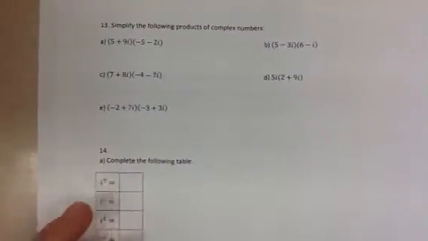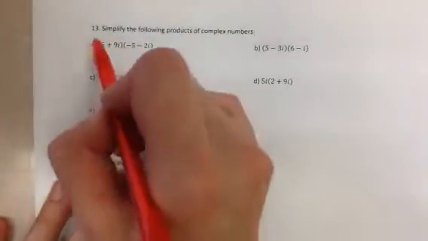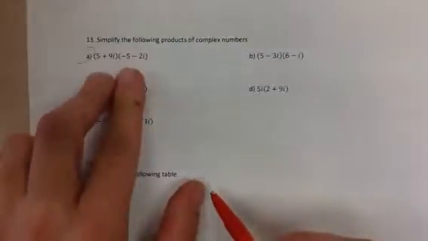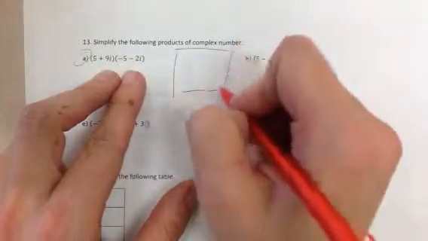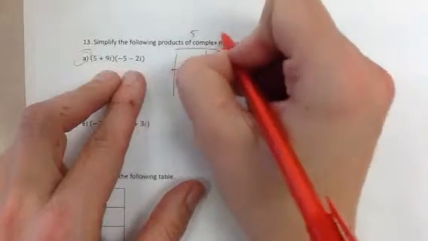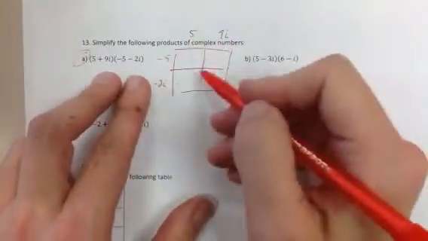We're going to do the product as well. So product's also very similar, right? So I'm going to do A. And I like to organize my products with the area model, right? So I'm going to put 5 and 9i and -5 and -2i. I'm going to use the box.